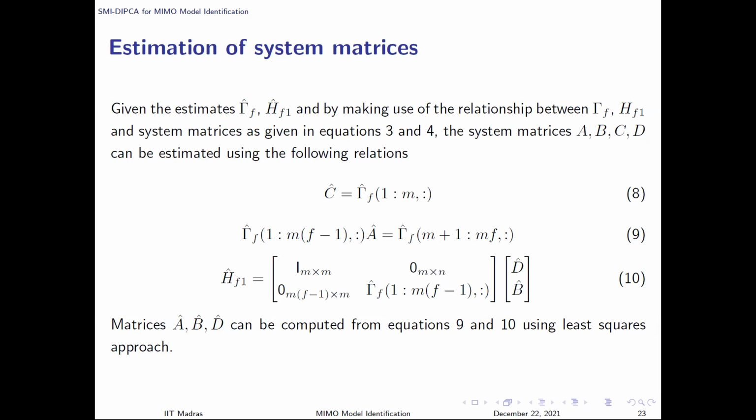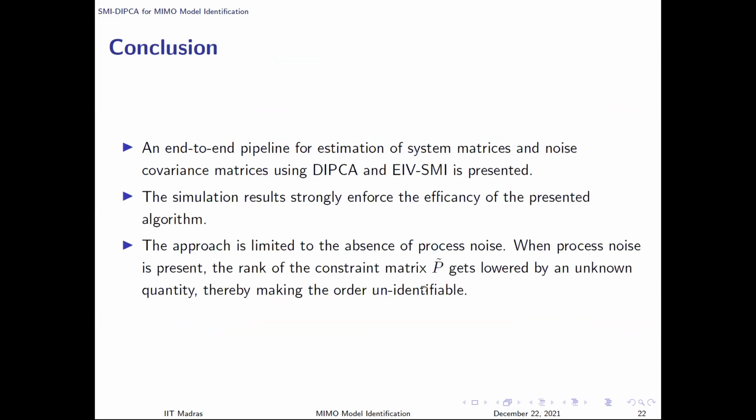Here you have how the A matrix and C matrix are extracted from gamma F and so on, and how D and B are estimated from HF. This is just for completeness, but those procedures are well known. We didn't develop them; they were already available to us. So, any questions regarding the procedure itself, or regarding the overall set of lectures?